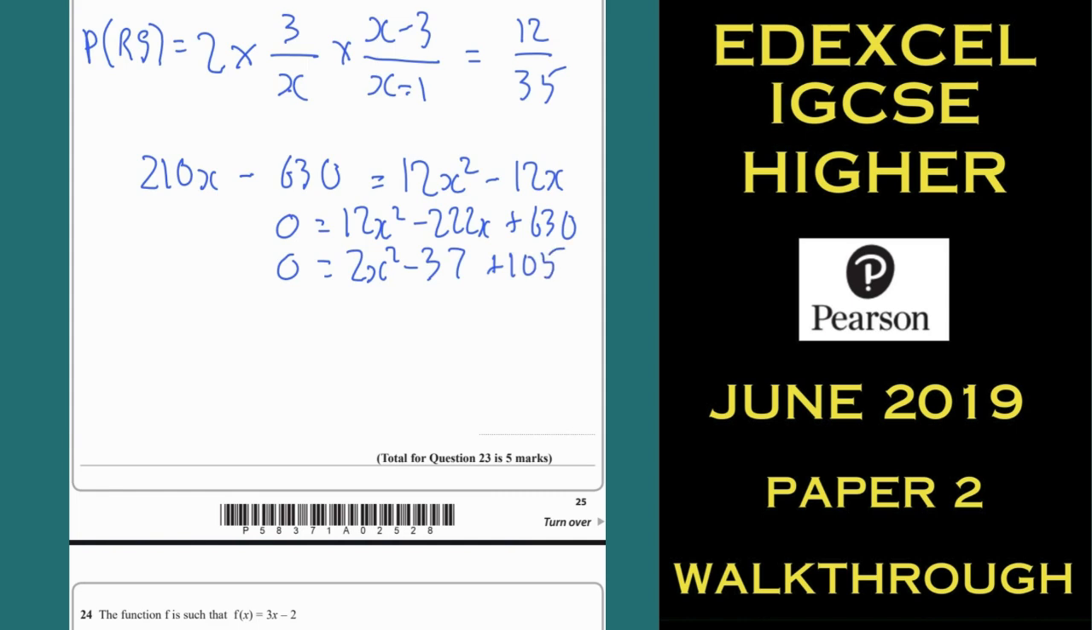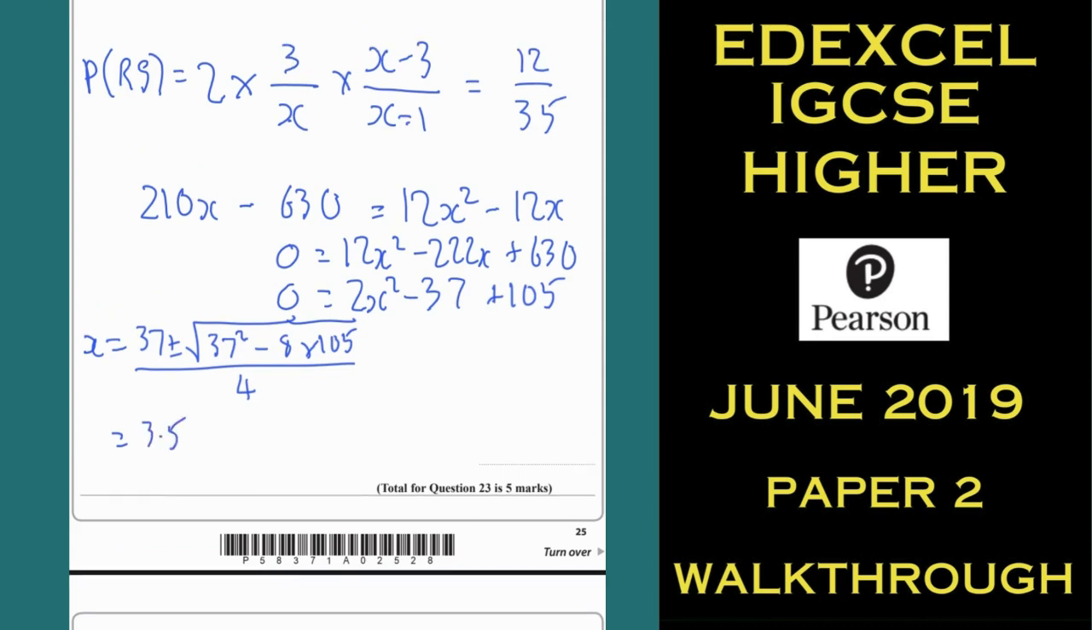So x is going to be minus b plus or minus the square root of b squared. Don't know it, so I'll just use my calc. Minus 4 times 2, that's 8, times 105, all over 2a, which is, in my case, 4. One of the answers you get, if you use the minus, you get 3.5.